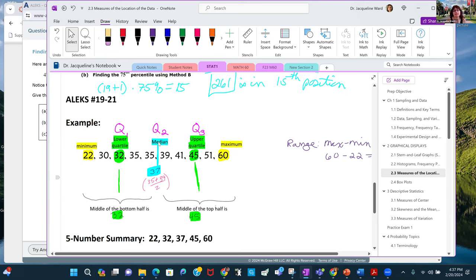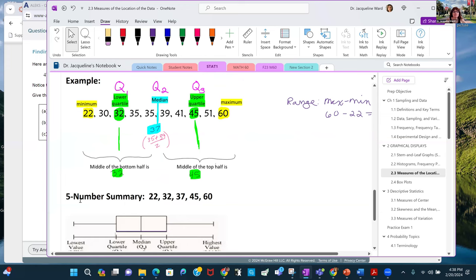Okay, so again, the median is the middle number in an ordered list of data. If you have an even number of data, then it's the mean of the middle two. And then the lower quartile is the middle of the bottom half, and the upper quartile is the middle of the top half. And these five numbers are known as a five-number summary. So this gives us an idea about how the data is spread out.